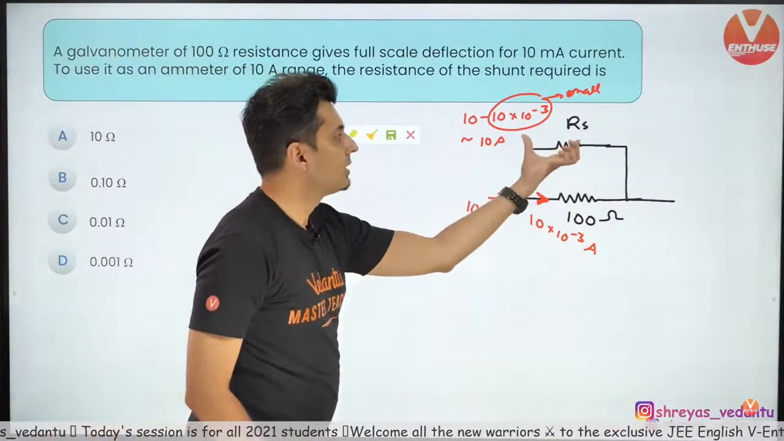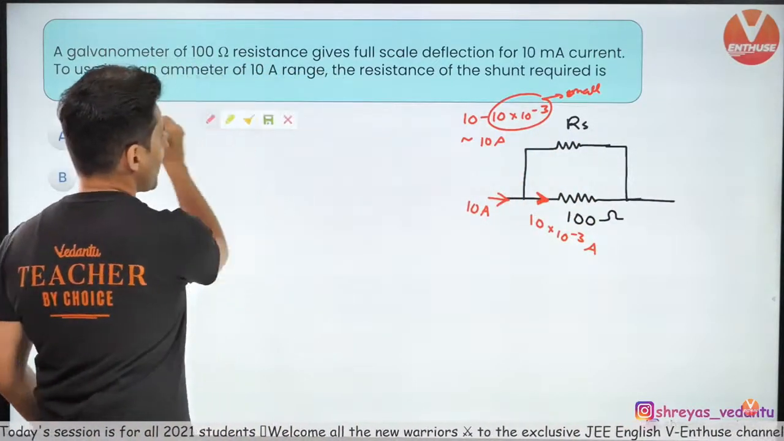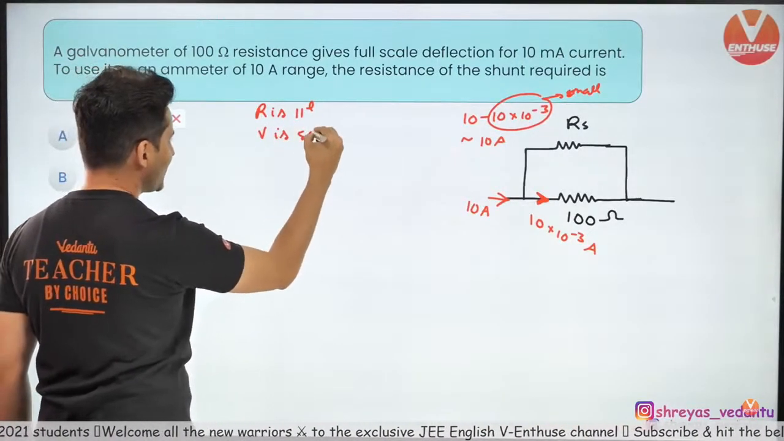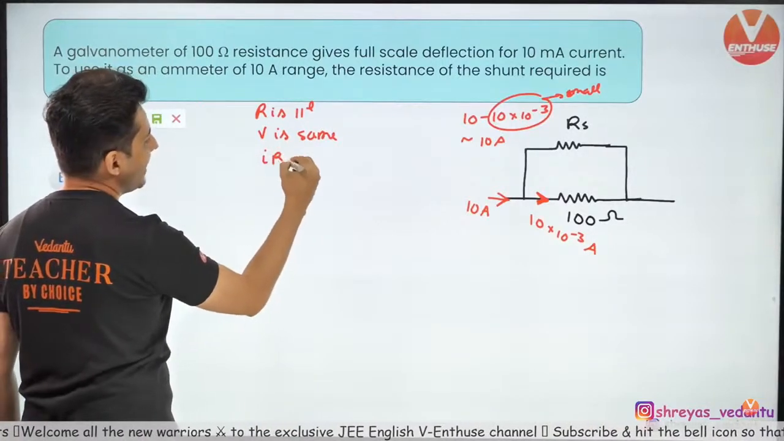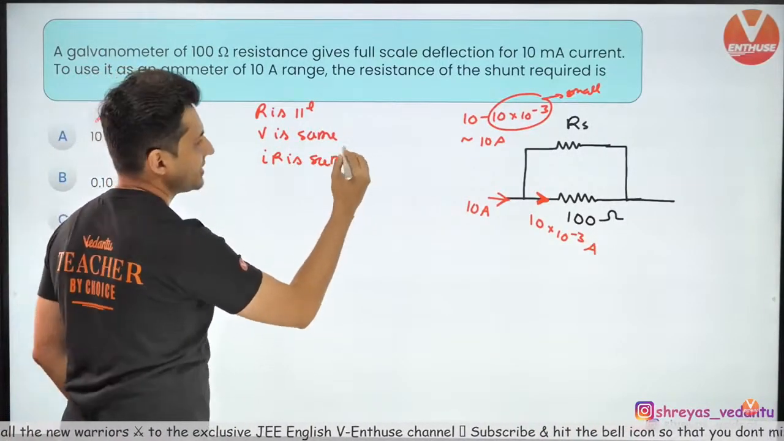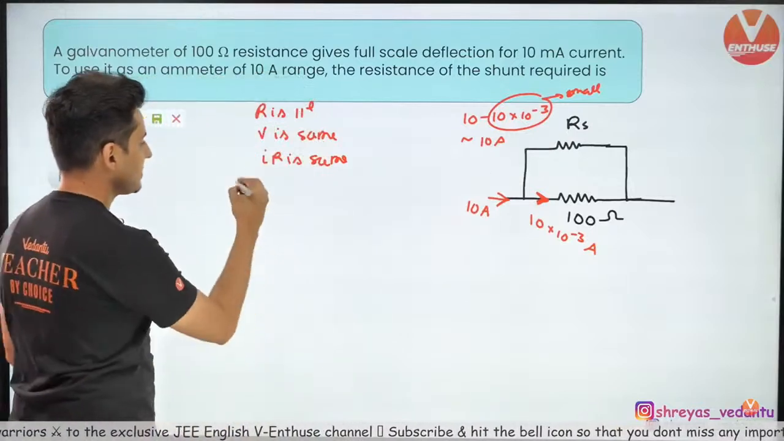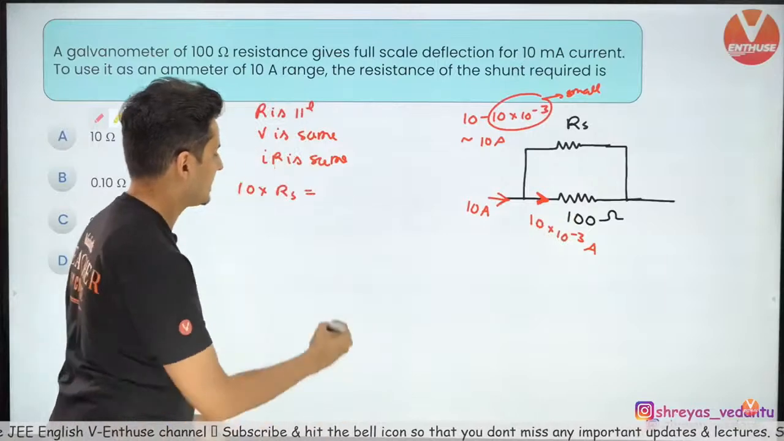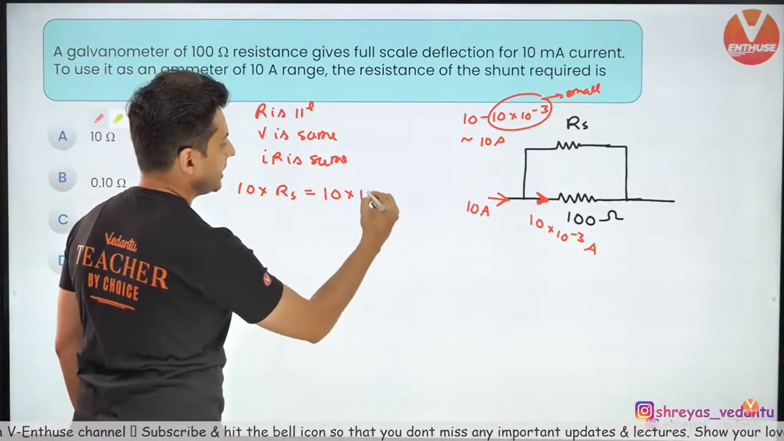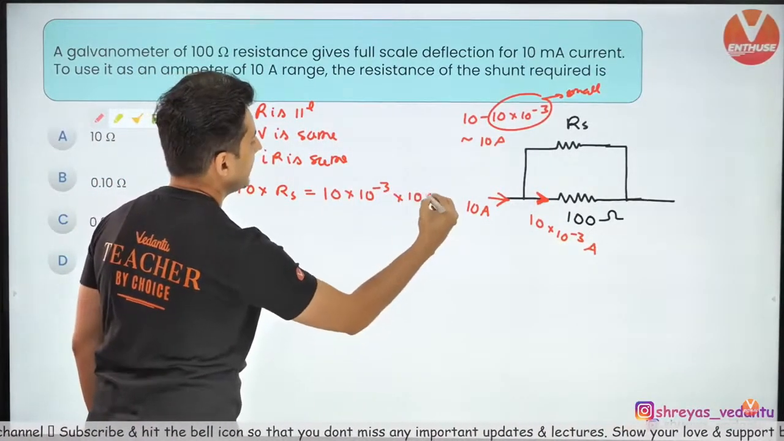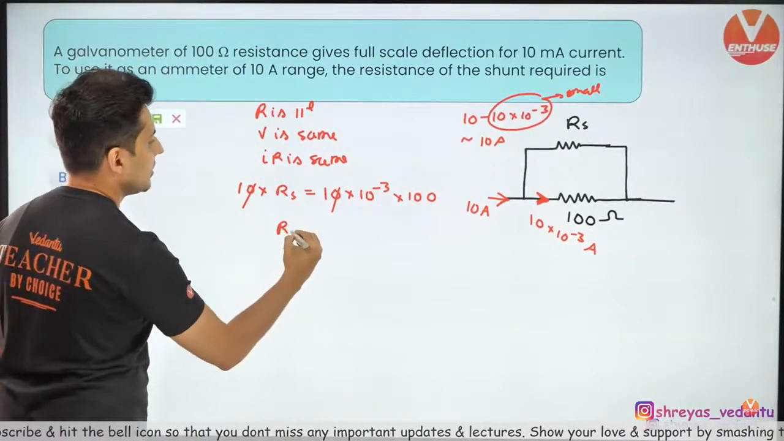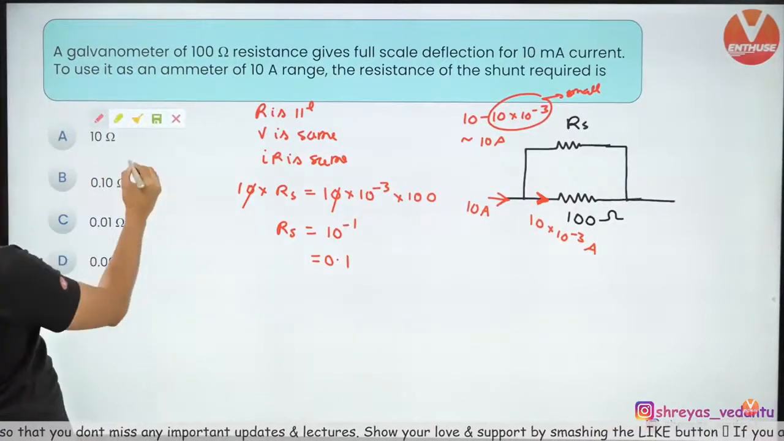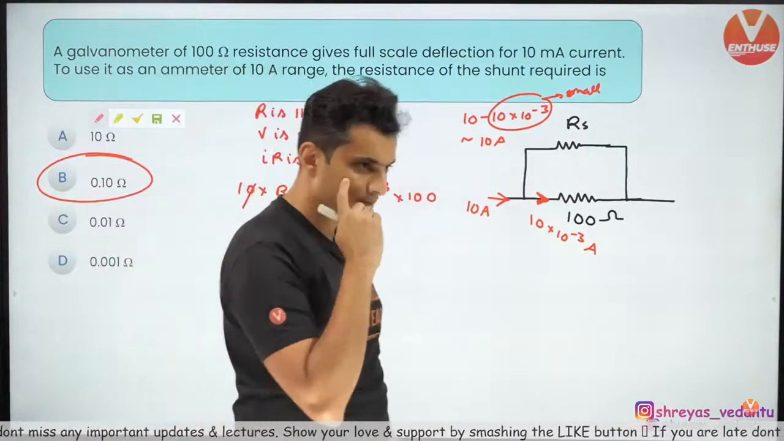Correct? And now we know these two resistors are in parallel. For resistors in parallel, voltage is the same. So IR is the same. So just do that. Current into resistance: 10 into R_S is 10 into 10 to the power minus 3 into 100. This 0 goes. So R_S will be 10 to the power minus 1, which is 0.1 ohm. Where is 0.1 ohm? Option B.